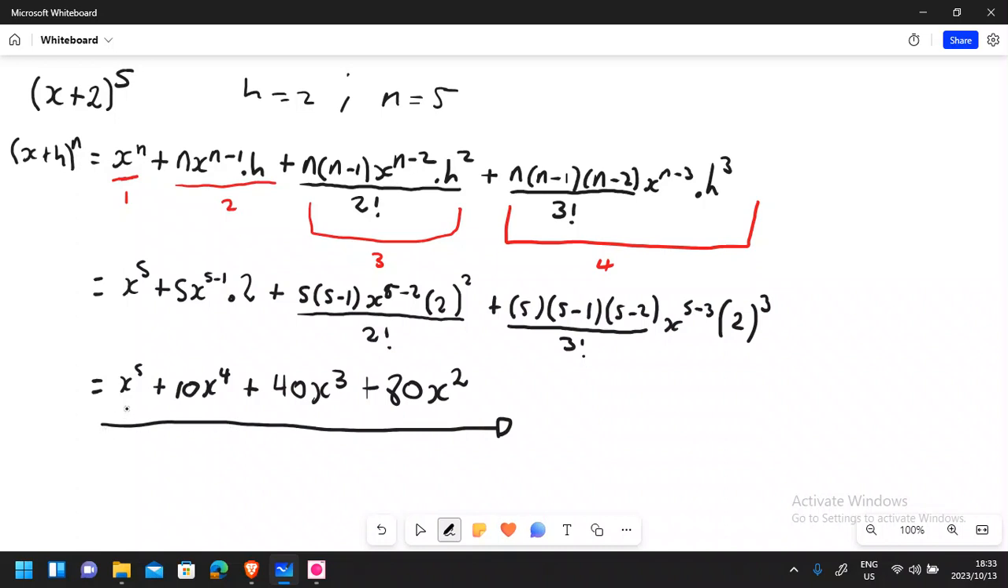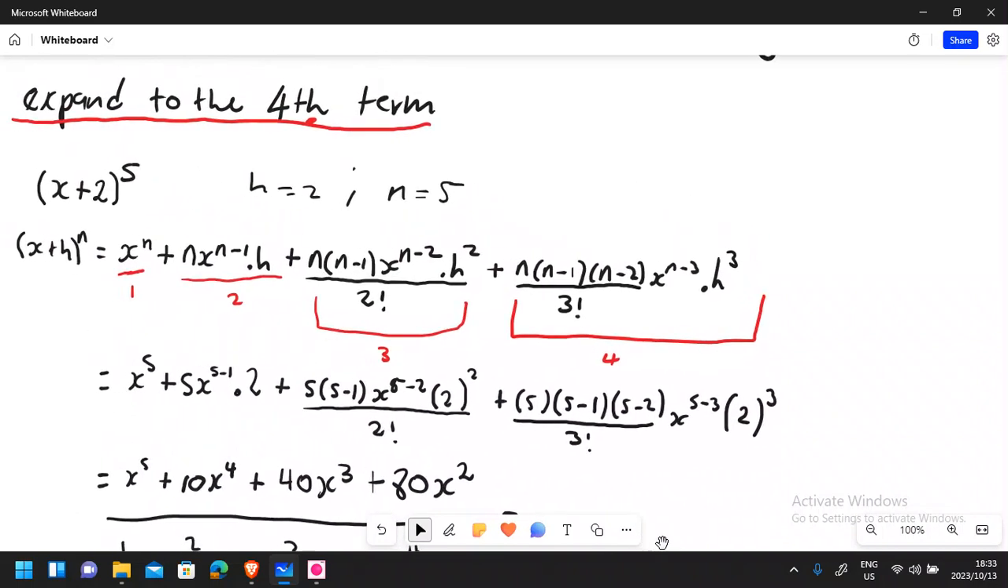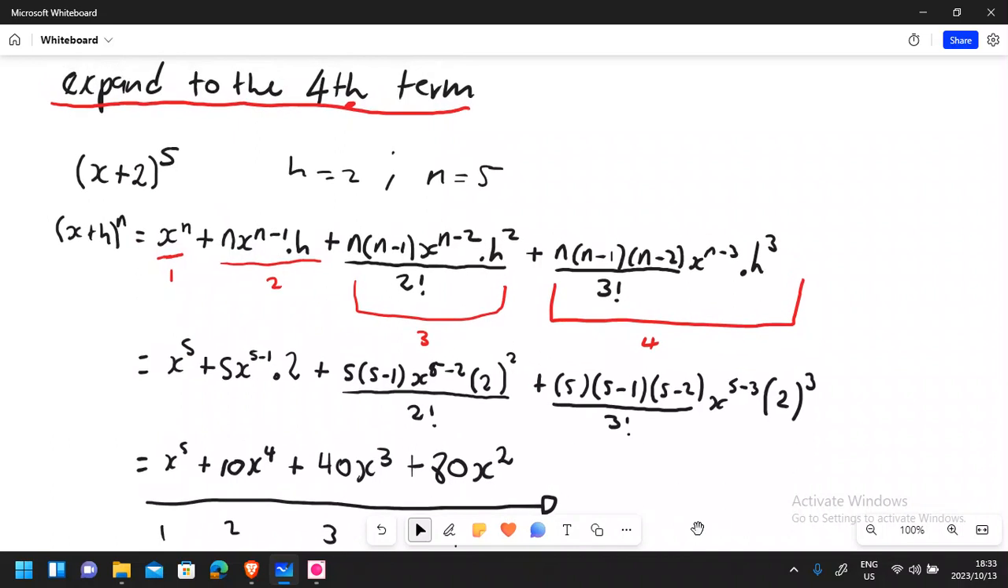As you can see, this is the first term. Let me just write them underneath here. As you can see, this is the first term, second term, third term, and fourth term. So meaning we actually managed to get our answer, because they say expand this expression to the fourth term. So that is your answer, guys.